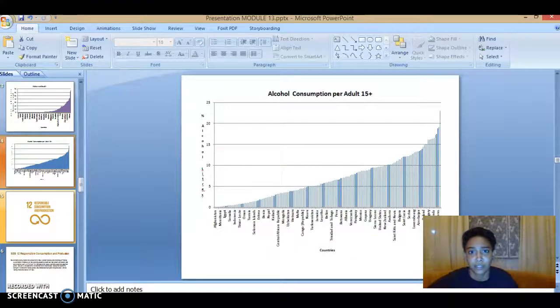This is the second chart, alcohol consumption per adult 15 plus. There you can see Afghanistan is at almost zero, and that's because it's illegal to drink alcohol in Afghanistan. Afghanistan is one of the 16 countries where alcohol consumption is illegal. And on the other hand, you see Belarus, where the alcohol rate is very high. That's because they are called the nation of boozers. Basically, they live out of alcohol, you can say.